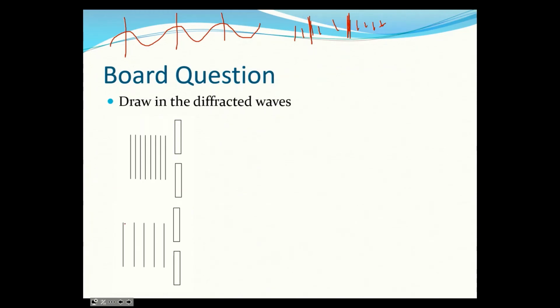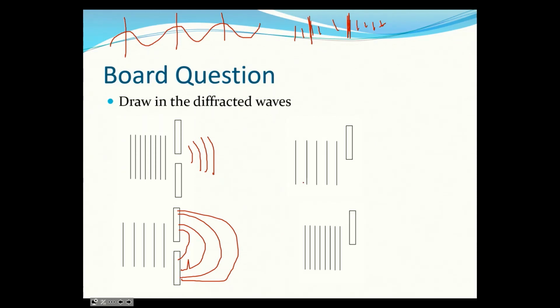Okay, so these are longer wavelengths. A longer wavelength is going to diffract better, so it would look like that. It would bend around the corners. And these are shorter wavelengths. They're not going to diffract as well, so you would just draw it like a Wi-Fi symbol like that. It wouldn't bend around the corners.